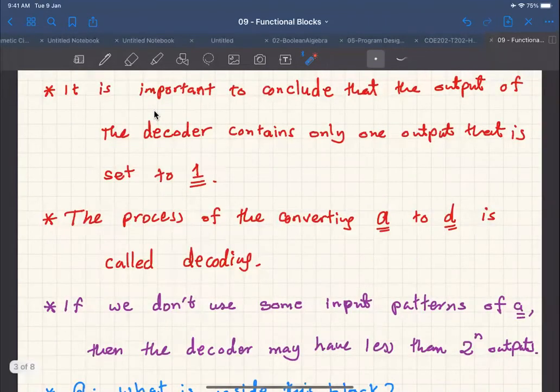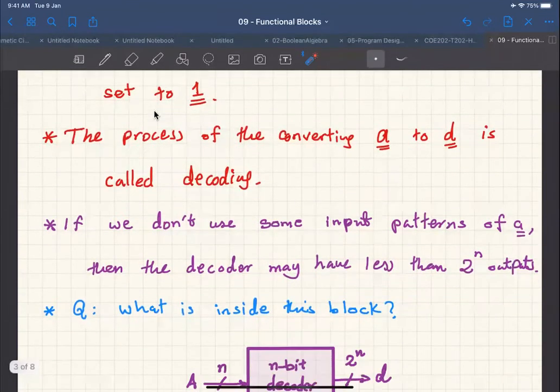So this is basically what this bullet says here. If we don't use some input patterns of A, then the decoder may have less than 2 to the n outputs. Yes, question. How do we name it if it's BCD? Yeah, it's 4 to 10. You can say a 4 to 10 decoder. But this is rare. We don't usually use it, but it is used.